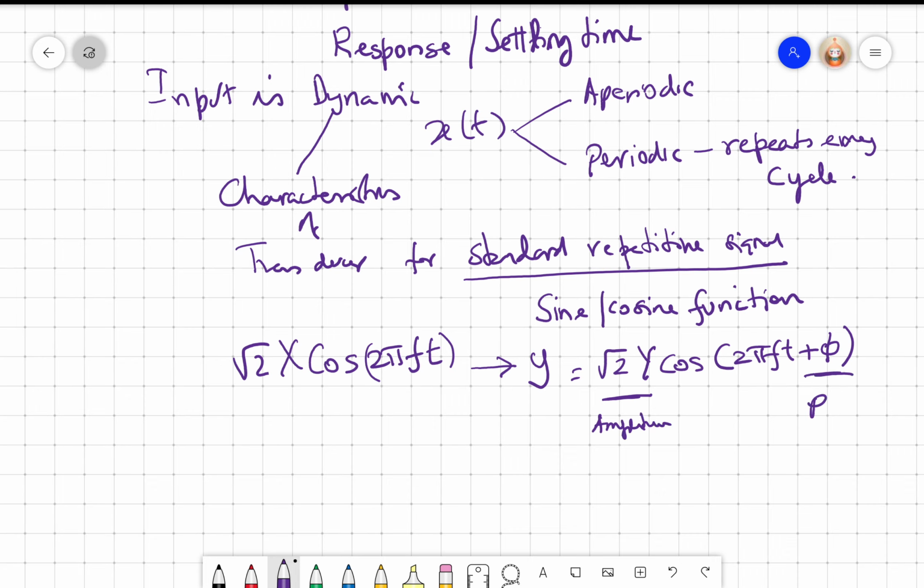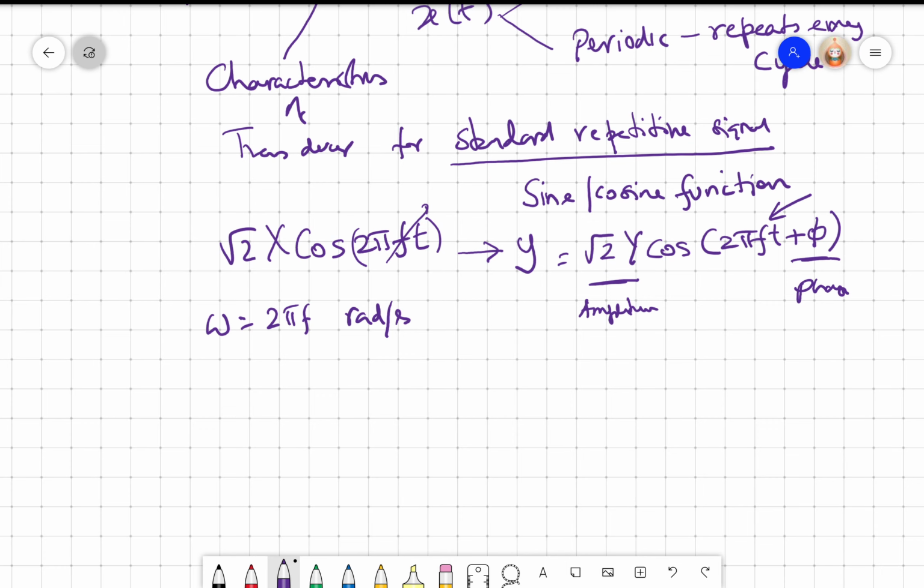This is the phase. Of course, this is the frequency. We already saw in the last class, frequency is measured in terms of cycles per second, which is hertz, and 2 pi f is omega, which is radians per second, right? So we now vary f, and find out what the input output characteristics of a transducer are. So I vary f and I get the input output characteristics of a transducer.